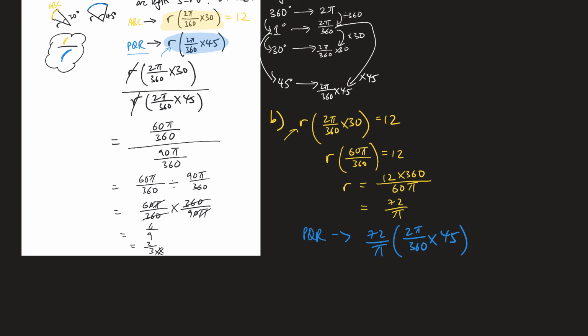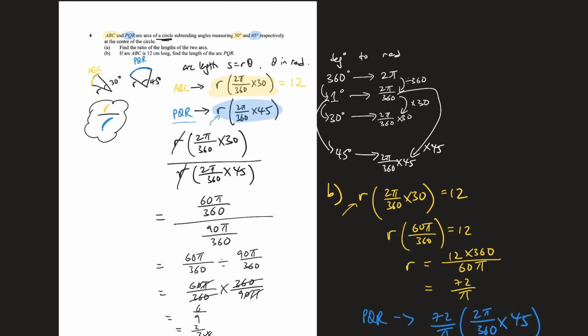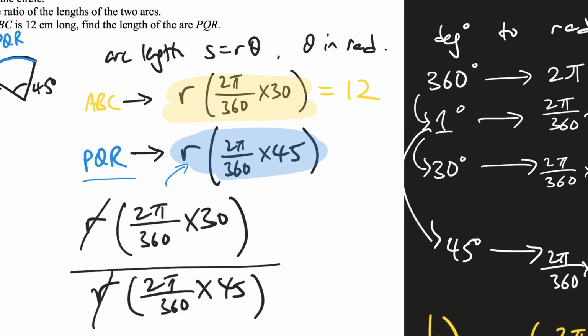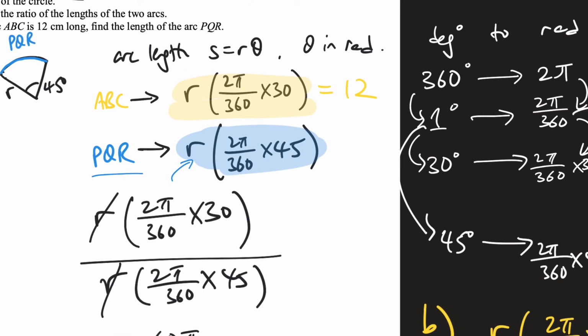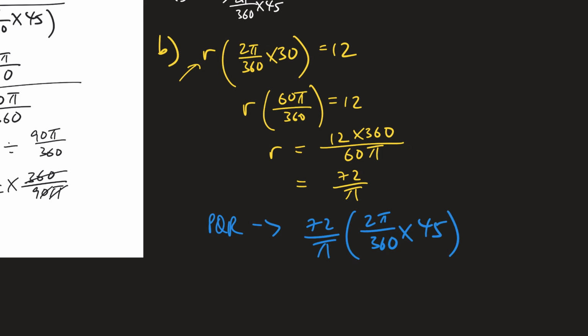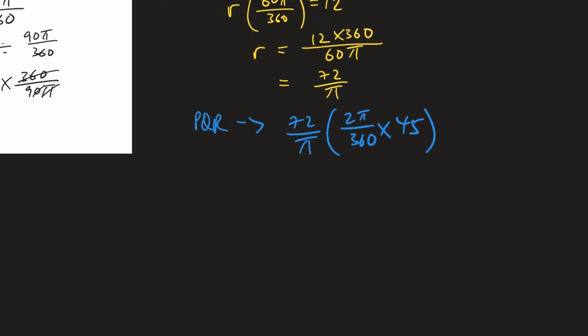So just to recap, they gave us that this value ABC is equal to 12. We just write it down. We say, oh, we can solve for R, so we solve for R, and we find that R is equal to 72 over pi. And then the question says, can you please find arc length PQR? So we say, okay, we already have an expression of PQR. We just don't have that R value, but now we solved for the R value. So we plug it in over here, and there we go. The rest is just algebra, so let's simplify that.